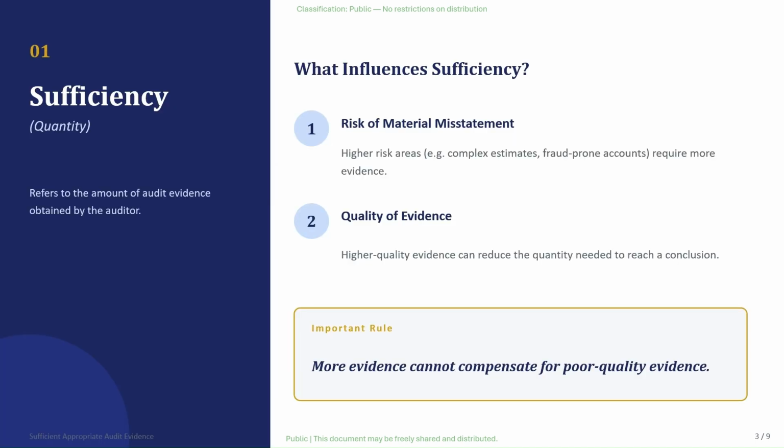Sufficiency is about quantity, simply how much evidence the auditor has gathered. Two things drive how much is needed. First, the risk of material misstatement. The higher the risk in an area, the more evidence the auditor needs to feel comfortable. Second, the quality of the evidence itself. If the evidence is very high quality, the auditor may need less of it.